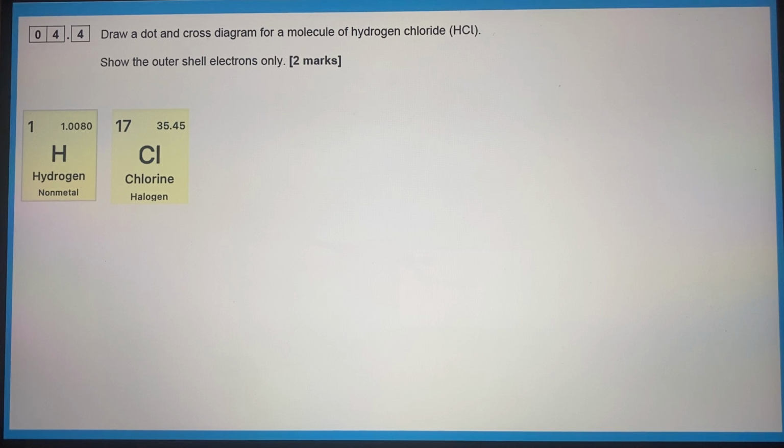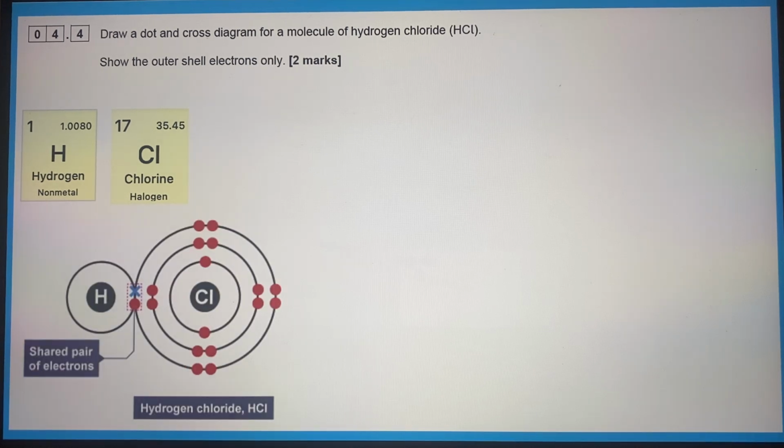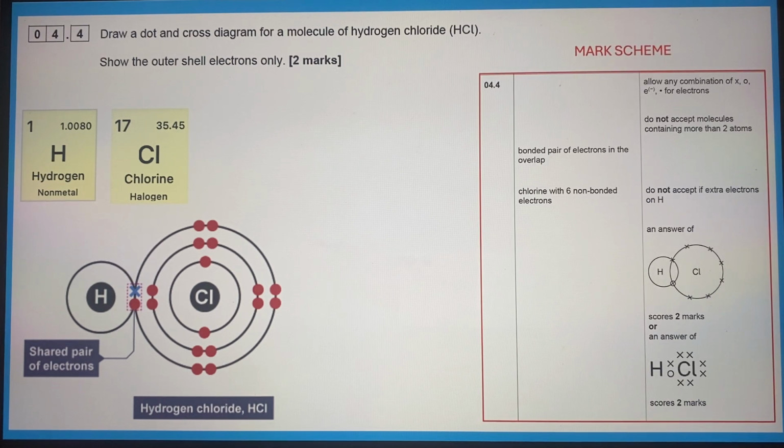A single shared electron pair forms a covalent bond between hydrogen and chlorine. Now, chlorine has a full outer shell of 8 electrons. This helps you achieve full marks as shown on the marking scheme.